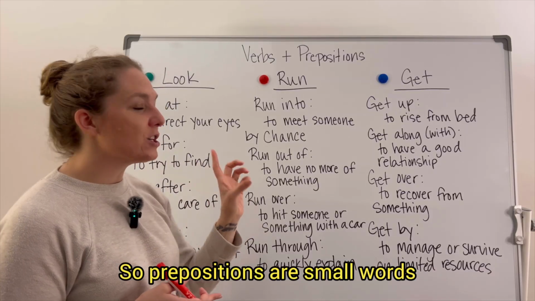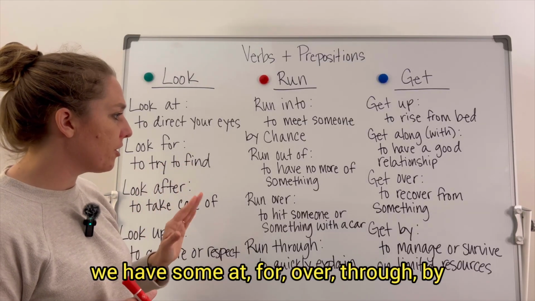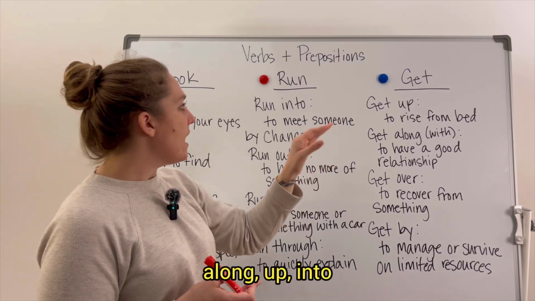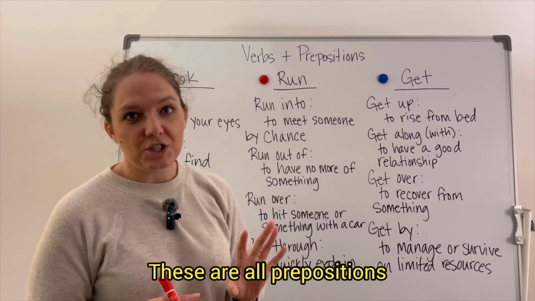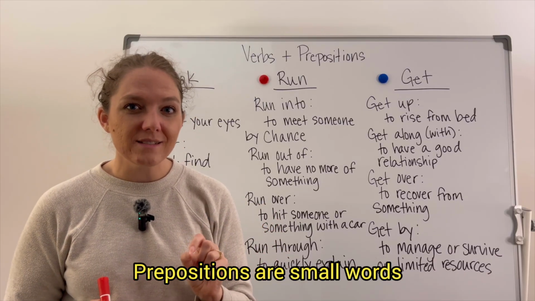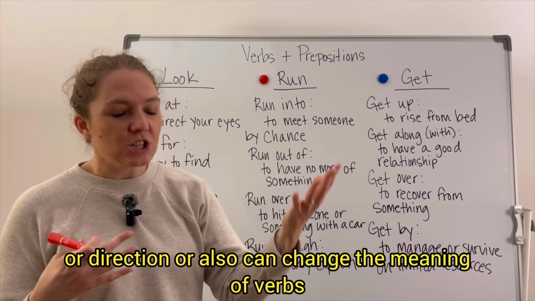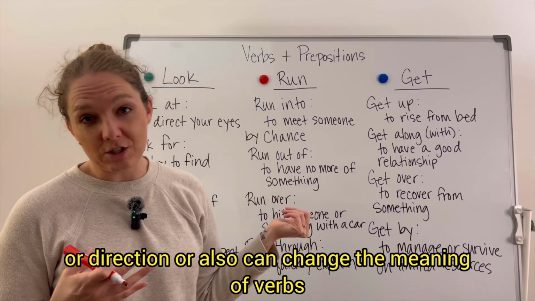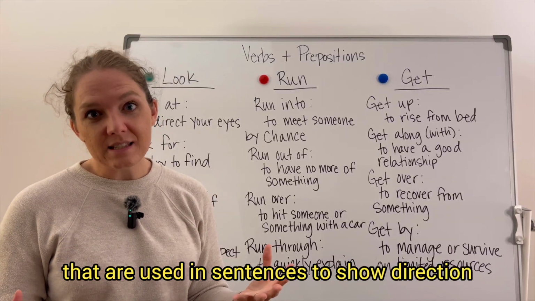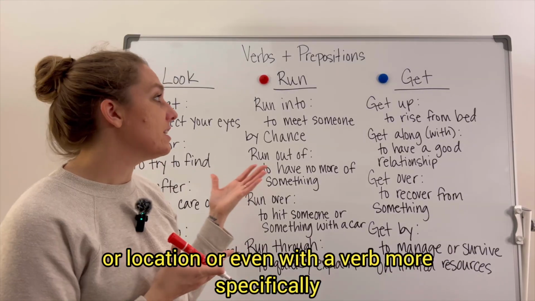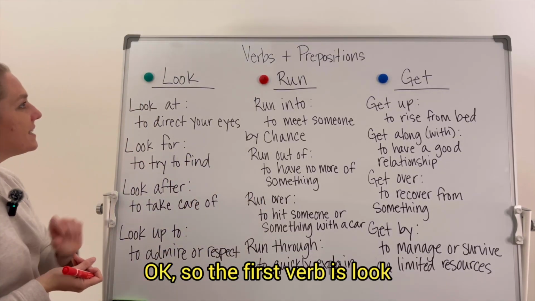So, prepositions are small words. As you can see here, we have some: at, for, over, through, by, along, up, into, out of. These are all prepositions. Prepositions are small words that tend to show where something is, or direction, or also can change the meaning of verbs. So, prepositions are small words that are used in sentences to show direction or location, or even with a verb more specifically. Okay, so the first verb is look.